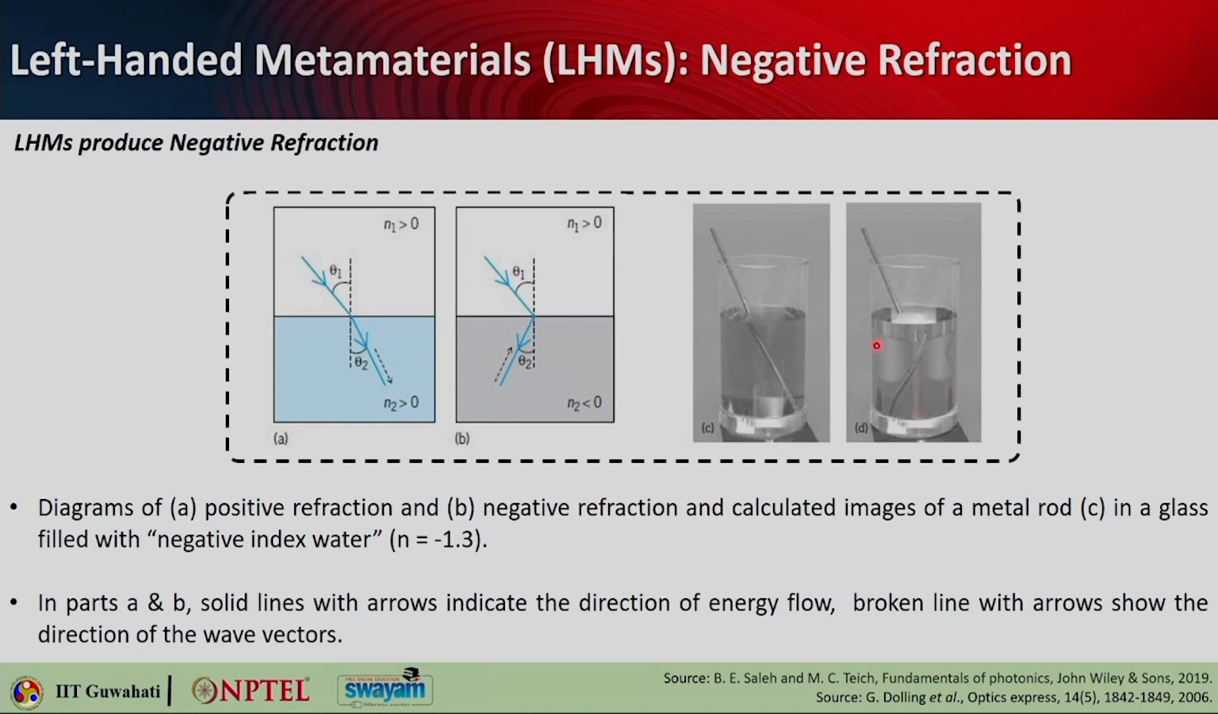So when you produce an image of the same straw in the glass, but this time the water, which has a refractive index of 1.3, is considered as negative index water, that means n is minus 1.3, this is how the bending will take place. It will bend on the same side of the normal, and it will look like this.